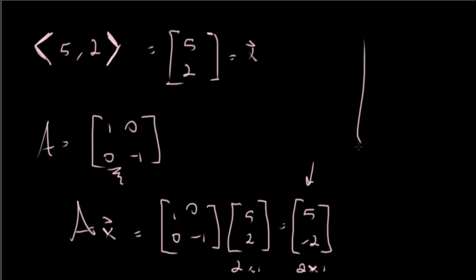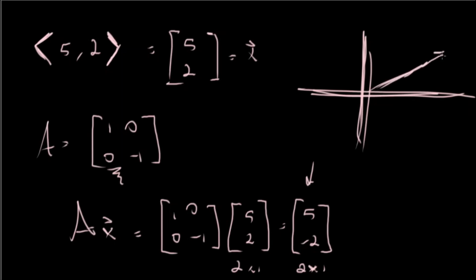How is it different? Let's look at it graphically. So we have the vector 5, 2, which is going to look kind of like this. And then we have the new vector 5, -2. So you can intuitively realize what this matrix property is. What functional property does it have? It looks like it's reflecting over the x-axis. Let's double check that with another example.